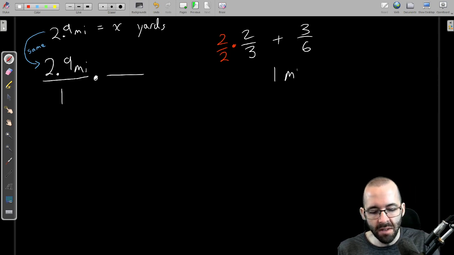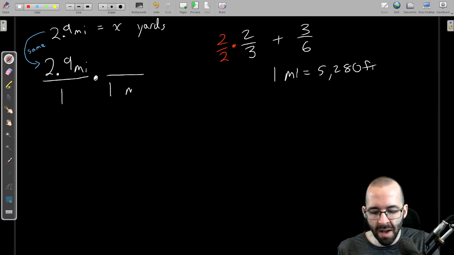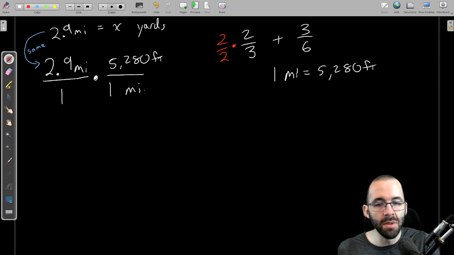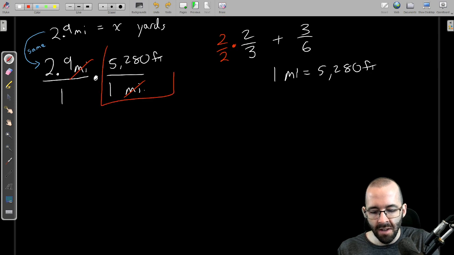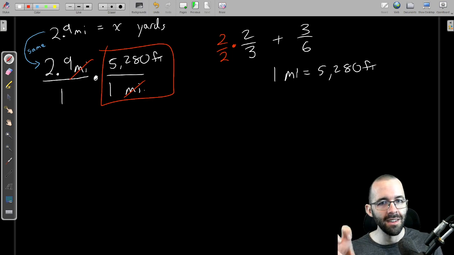I know that 1 mile is equal to 5,280 feet. These are equal to each other. And I don't want miles. I want the miles to cancel. If I put 1 mile on the bottom and 5,280 feet on the top, look what happens. When we multiply fractions, the miles are going to cancel. And just like we did over here, these two things are equal. The top and the bottom are equal, so we're multiplying by 1.